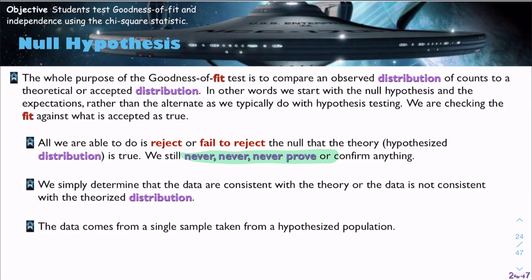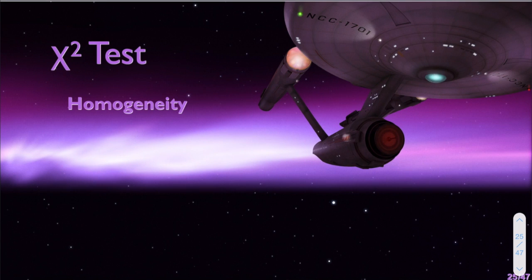We still never prove or confirm anything. We simply determine that the data are consistent with the theory, or the data is not consistent with a theorized distribution. The data comes from a single sample taken from a hypothesized population. So this brings us to the end of our first part with chi-squared tests. With part 3, we're going to talk about testing for homogeneity and independence.